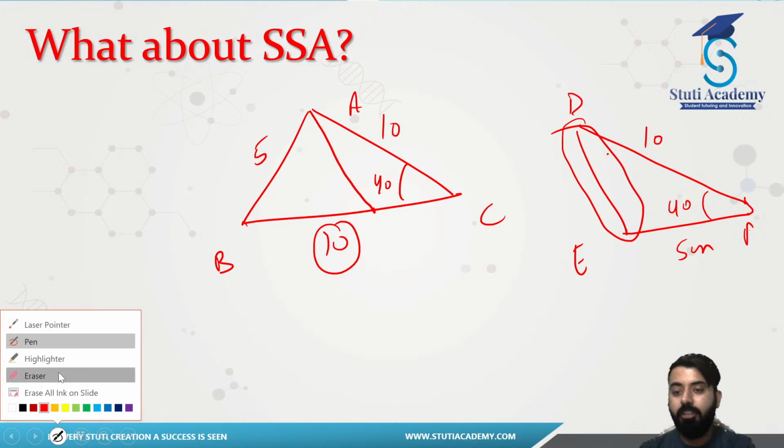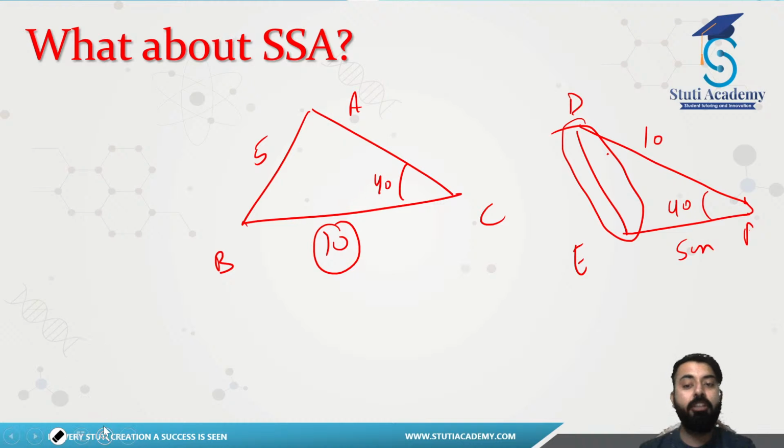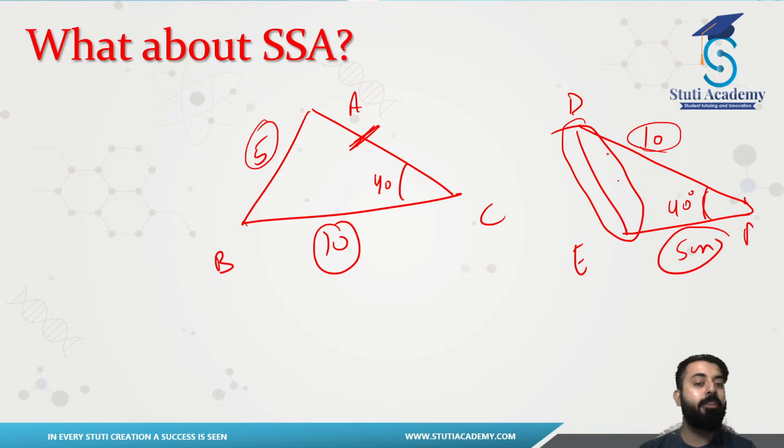If I just erase this, if you compare both of the triangles, you do have a 5 centimeter side, a 10 centimeter side, and a 40 degrees angle, but this side is unknown. Similarly, you have a 40-degree angle, you have a 10 centimeter side, you have a 5 centimeter side, but this side seems smaller than AC. So if you place this triangle right here, it will not be covering it up exactly. So henceforth, there is no such thing as side angle.